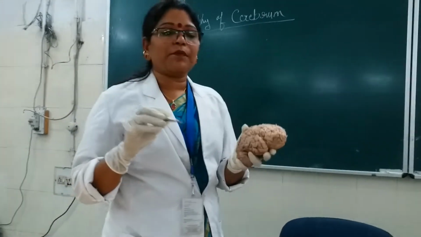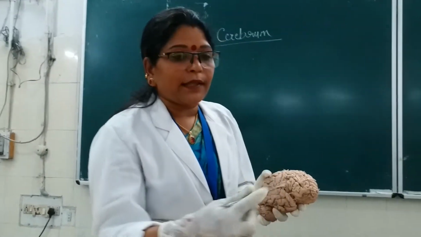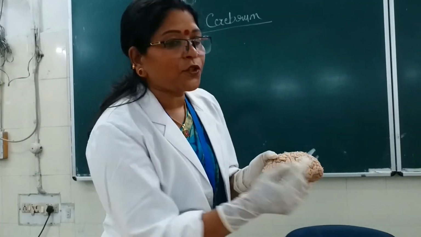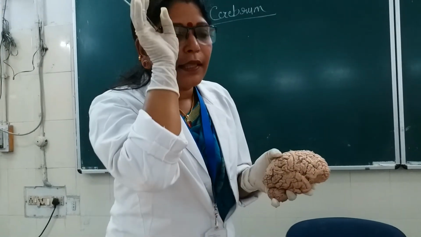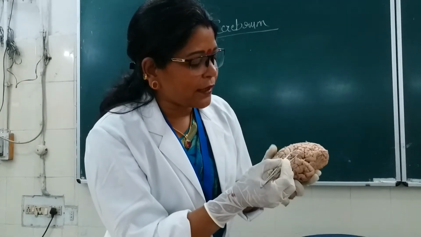Have you heard the name of Broca's motor speech area? I have already said that anterior to the central sulcus the area should be motor, isn't it? The gyri, whatever they are, will work for the motor function. Okay, but the speech part, whatever I am speaking right now, it is the what? Motor component, that is by Broca's motor speech area.